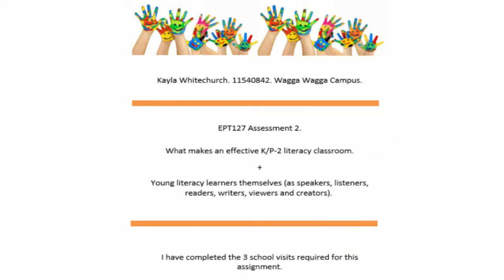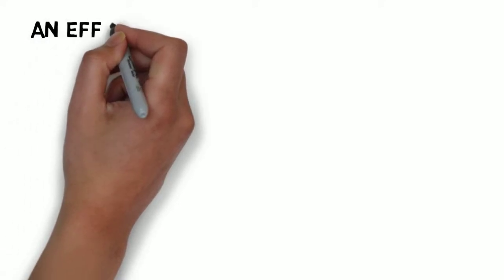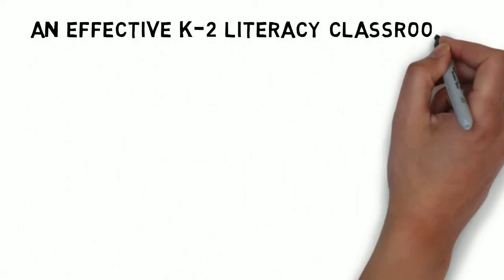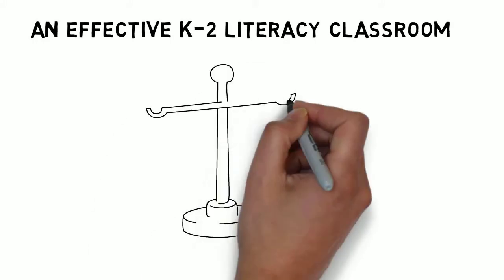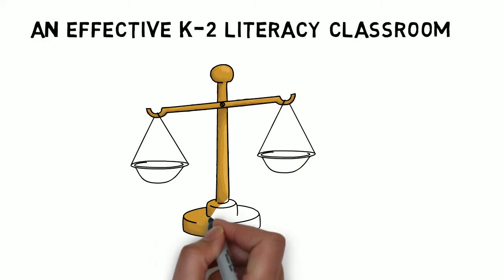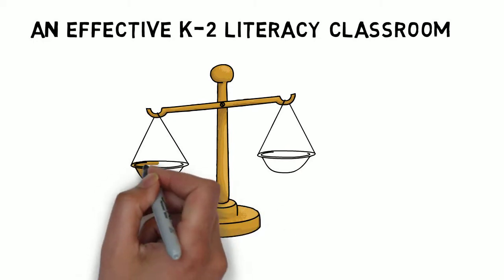As you can see, there will be two parts to the presentation: what makes an effective K-2 literacy classroom, and young literacy learners themselves as speakers, listeners, readers, writers, viewers and creators. During the first 12 slides of the digital photo story, what makes an effective K-2 literacy classroom will be the point of discussion. An effective early years literacy classroom employs a balanced approach during kindergarten through to Year 2, catering for the learning abilities and needs of children between the ages of 4 and 8.